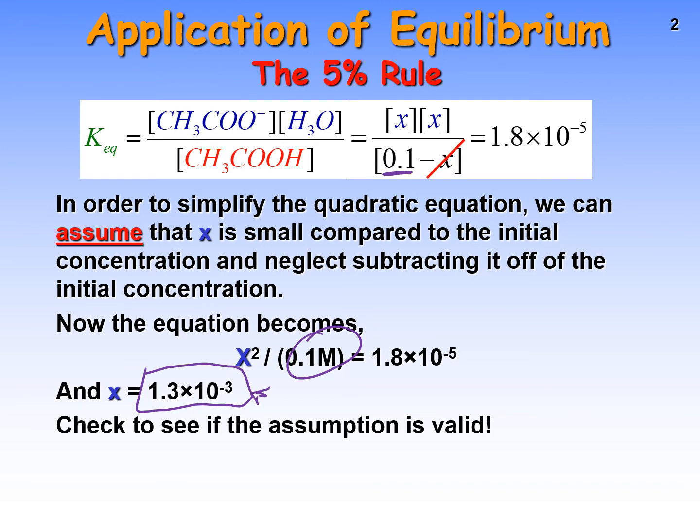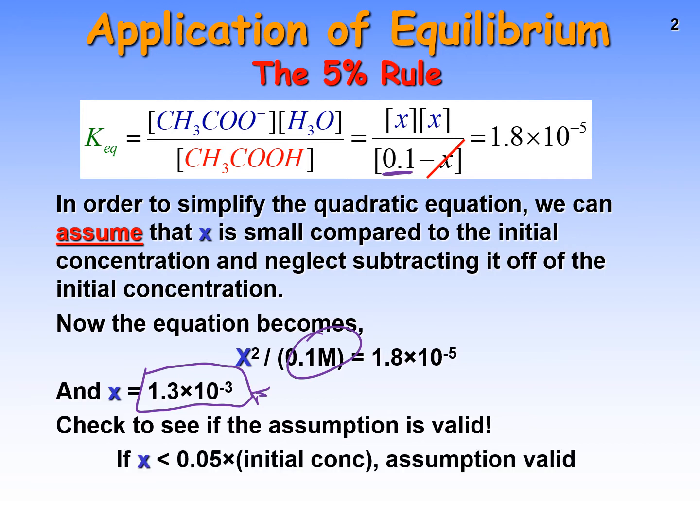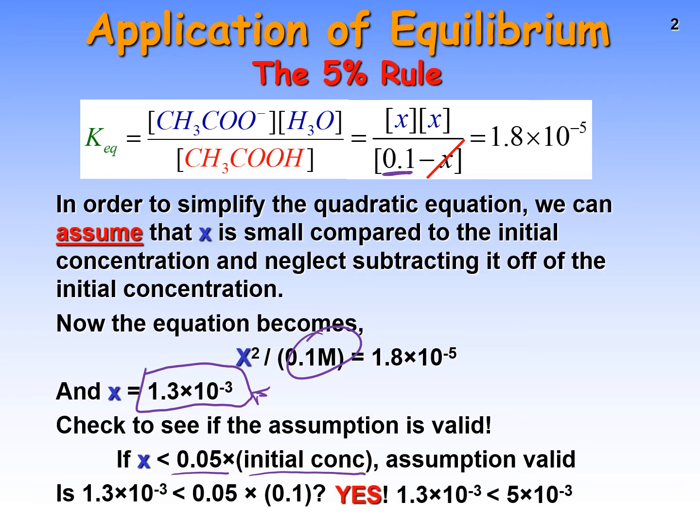All right, so how do we tell if this value is less than 5% of 0.1? Well, we figure out what's 5% of 0.1 molar, which we can do by taking 0.05 and multiplying it by the initial. In other words, 0.05 times 0.1 gives me 5 times 10 to the negative 3. Now, is this value less than that? Absolutely it is. So yes, the assumption was valid. We can use the 5% rule in this problem, and it simplifies the calculations.